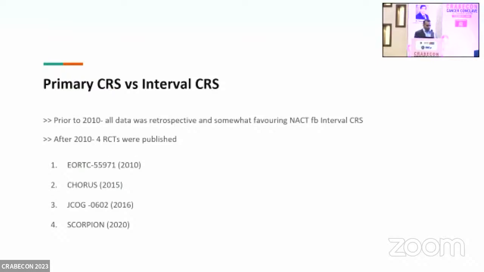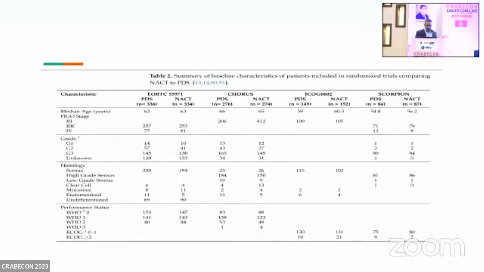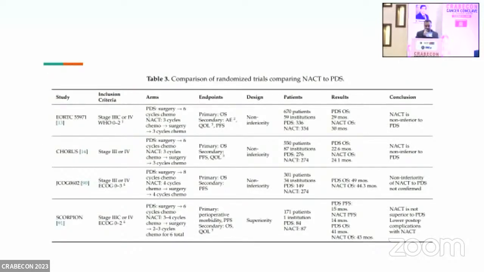So prior to 2010, all the data was retrospective, and it was somewhat favoring NACT over primary cytoreduction. After 2010, 4 RCTs were published: EORTC, CHORUS, JCOG, and the SCORPION trial. These are the patient characteristics, which were well matched in both groups in all the trials. These are the inclusion criteria and design of the trials.